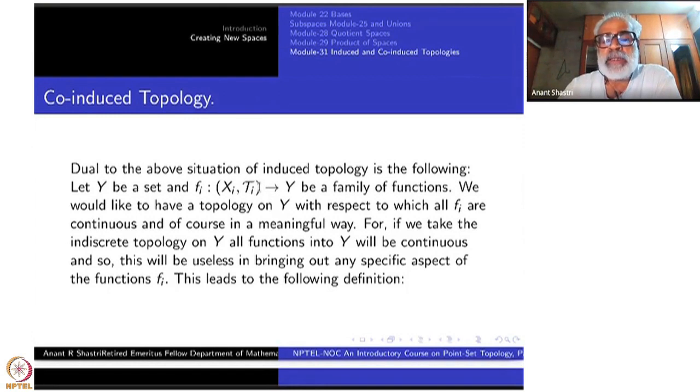The first condition is that all the Fi's must be continuous. Once again, you can just give the indiscrete topology on Y, the very smallest one, then automatically all functions will be continuous. Once again, this approach is useless, so we reject this outright for a similar reason as we rejected the discrete space in the case of induced topologies. So what we want automatically brings us to the following definition.